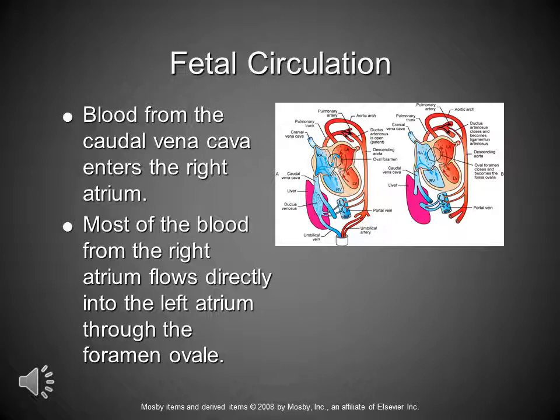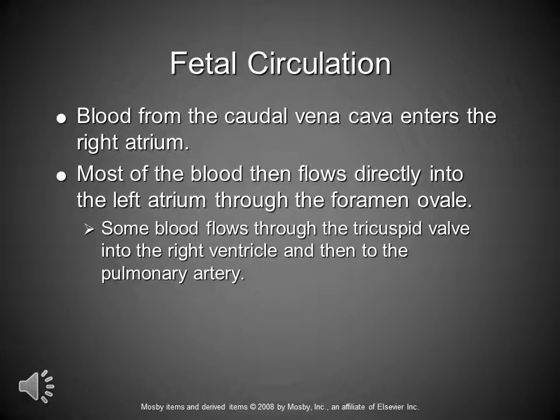Normally blood from the right atrium will flow down to the right ventricle, but because of pressure and because of the anatomical position of the foramen ovale, most of the blood from the right atrium is going to go directly into the left atrium through the foramen ovale. As we said in the last slide, most of the blood from the right atrium flows into the left atrium through the foramen ovale. Some blood will flow back through the tricuspid valve into the right ventricle, then to the pulmonary artery, but that is not really a significant or important aspect of fetal circulation.